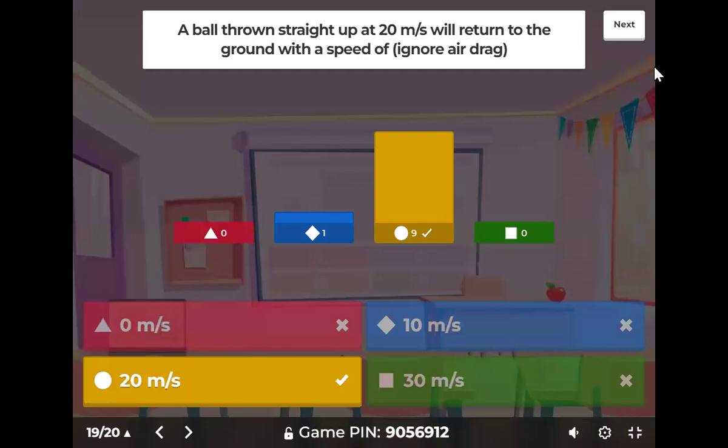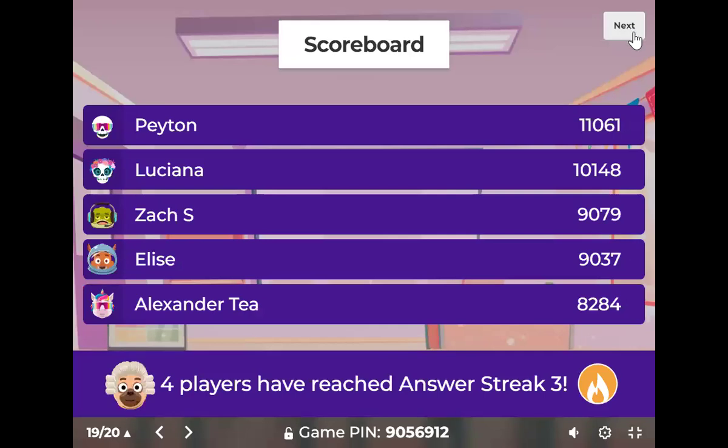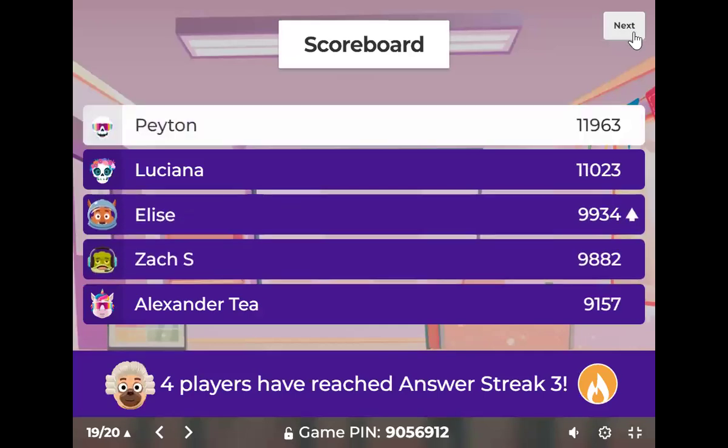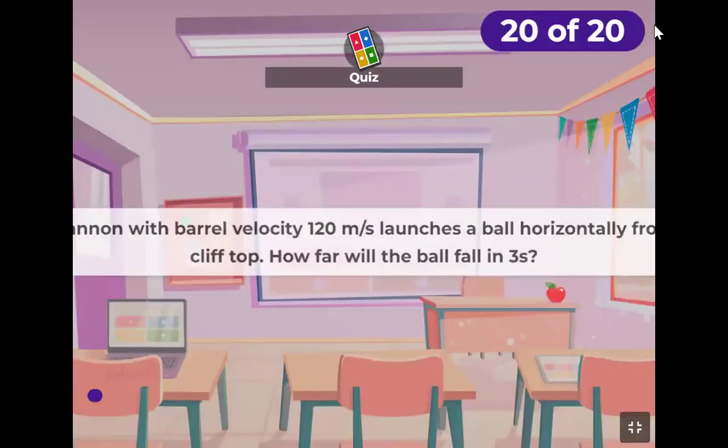All right, so you guys get it? Slows down on the way up, speeds up on the way down. So same speed, opposite direction. There you go. All right. I think we're going in for the win here. We got Alexander, Zach, Elise, Luciana, Peyton, going for the gold.